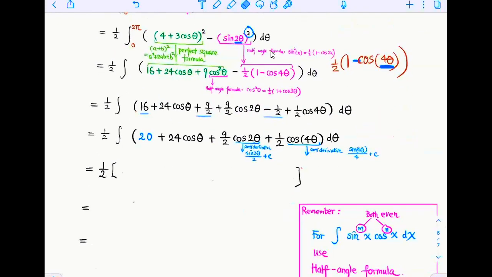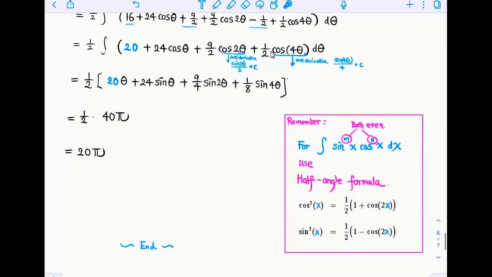Then you should try to find the antiderivative of each one of these. Okay. And calculating, then you come up with the answer here to be 20 pi. So again, I put down the double angle formula here to remind you, and you're going to use it again and again. Okay, here it is. So that's the end.